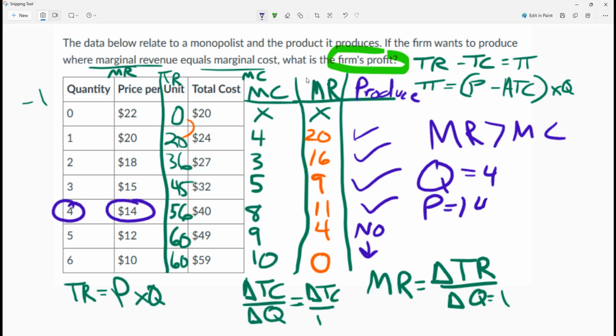The price is 14. The profit, we can use this one, total revenue. So profit is going to be total revenue. So we've got that. It's 56 minus our total cost, which is 40, and equals 16. So firm makes a profit of $16 in this scenario. If you really wanted to check all this, you could go through and check the total revenue versus total cost on each one, and you would see you'd get the most here. You don't really have to, but if you wanted to, that would be a way to check for this monopoly problem.